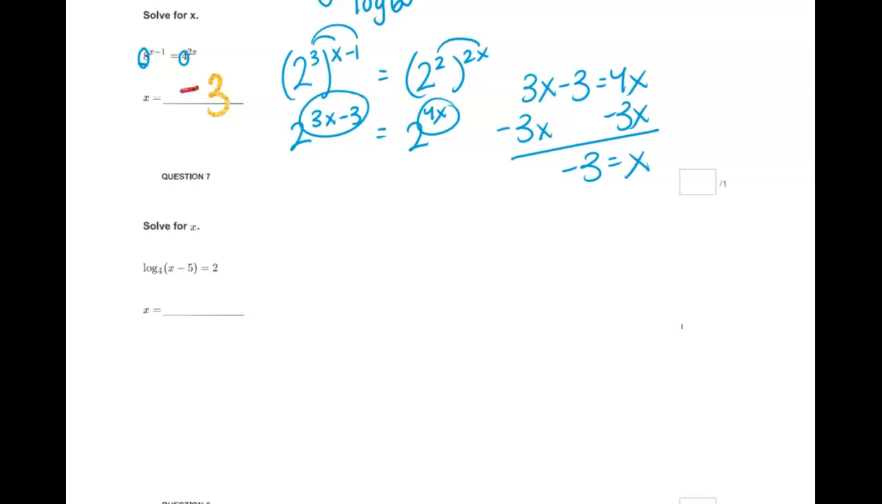Then we solve again. I see this x minus 5 stuck in there and I really can't get it out. And I can't log each side because there's already a log. So let's rewrite it in exponential form. If we do that, we can do 4 to the second power equals x minus 5. 4 to the second power is 16. And this is equal to x minus 5. If we add 5 to both sides, we get 21 equals x. So x is 21.